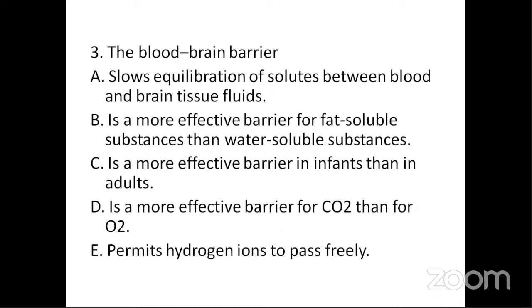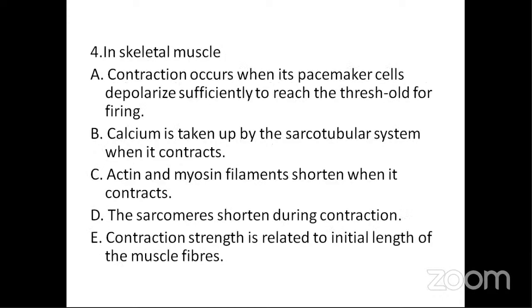The blood-brain barrier permits hydrogen ions to pass freely. False. This protects the brain tissue from sudden changes in the pH of blood. So it does not permit hydrogen ions to pass freely. Moving to the next question.